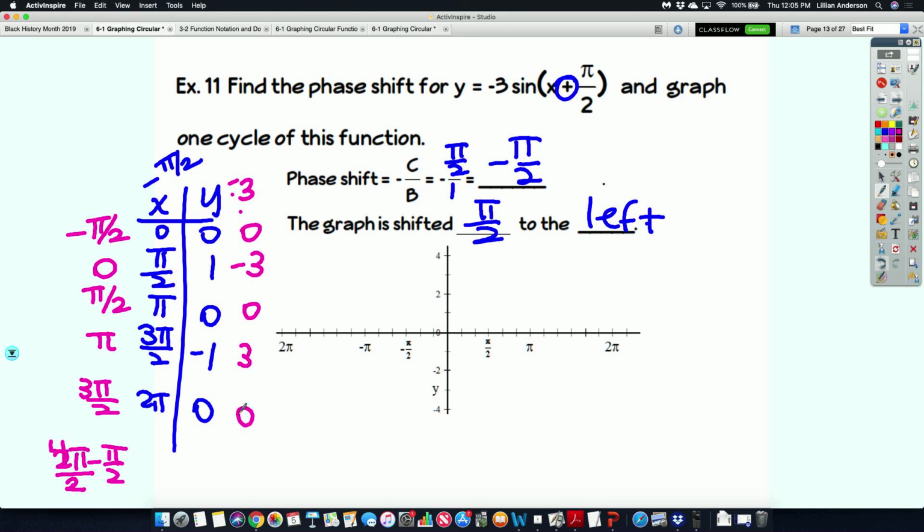And what you see in the pink are the points that I graph, and I'm doing one cycle. Negative pi over 2, 0; 0, negative 3; pi over 2, 0; pi, 3; and 3 pi over 2, 0. There's the reflection. It goes down instead of up first. It has its vertical stretch by a factor of 3, and it's been shifted to the left pi over 2 units.